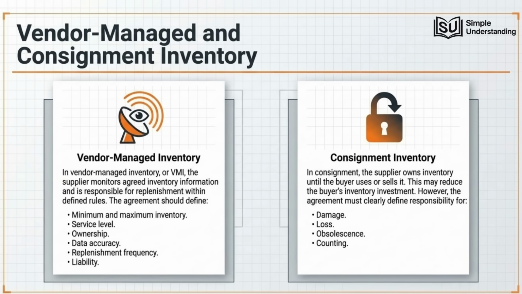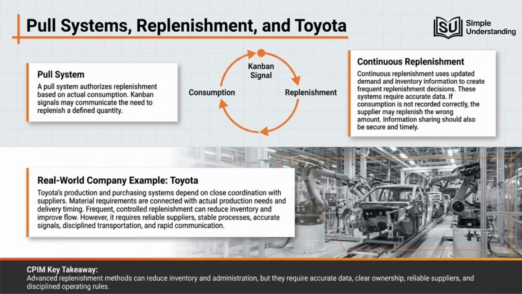Consignment inventory. In consignment, the supplier owns inventory until the buyer uses or sells it. This may reduce the buyer's inventory investment. However, the agreement must clearly define responsibility for damage, loss, obsolescence, and counting. Pool system. A pool system authorizes replenishment based on actual consumption. Kanban signals may communicate the need to replenish a defined quantity.